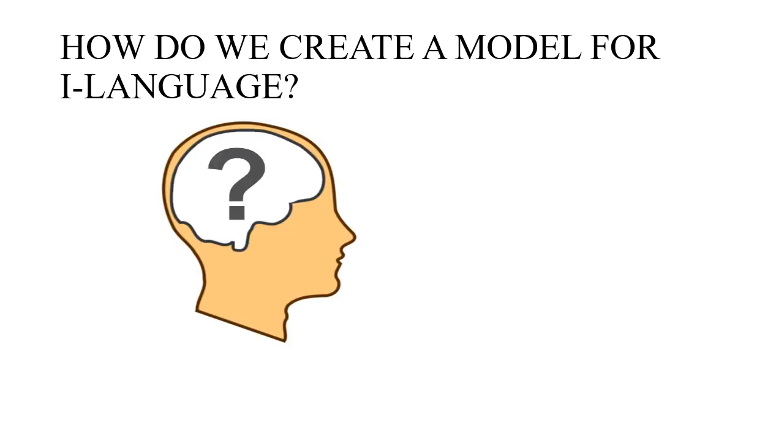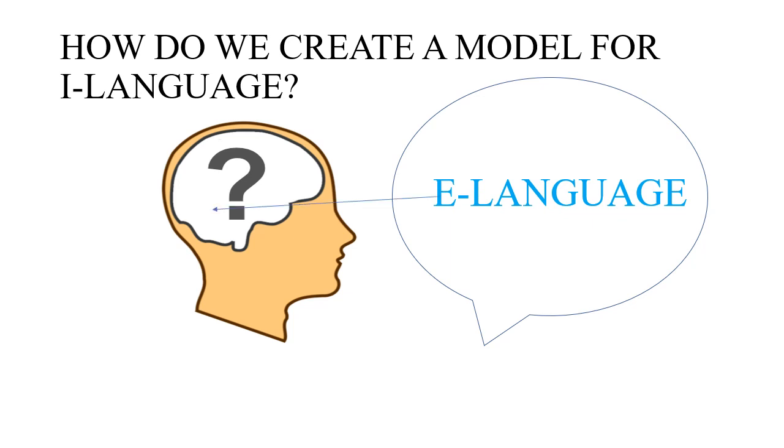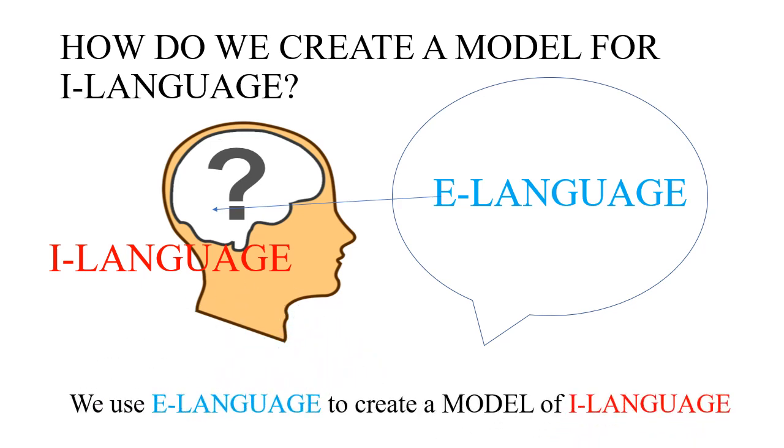So how do we create a model then for the I language? Well, we have the external language, and through the external language then we are going to create a model for the I language. I repeat, the E language is going to be our window into the I language. We use the E language to create a model for the I language.